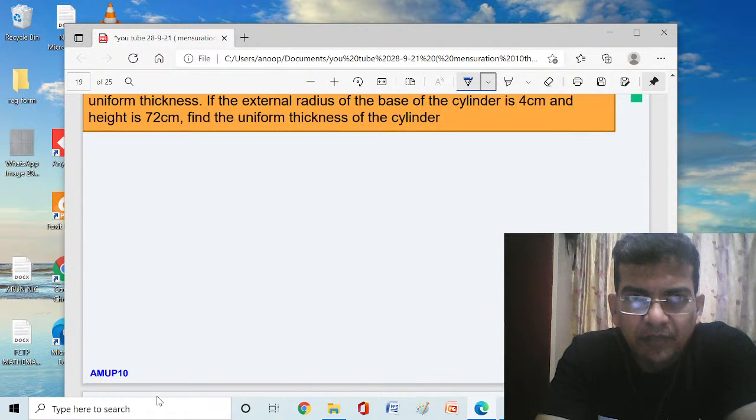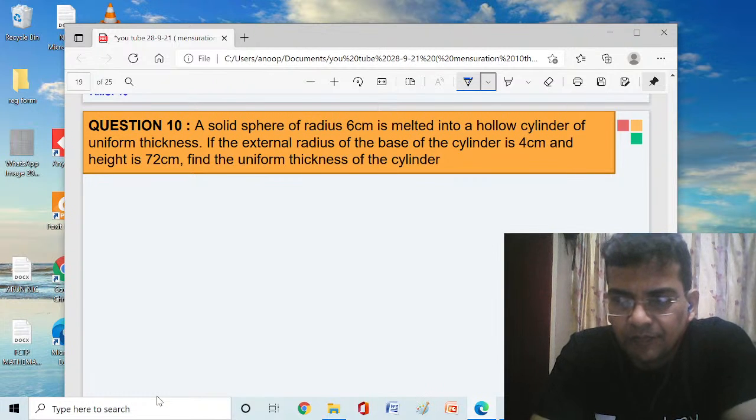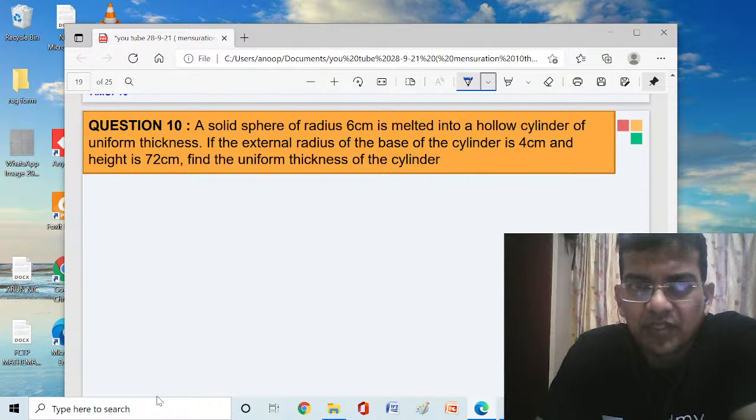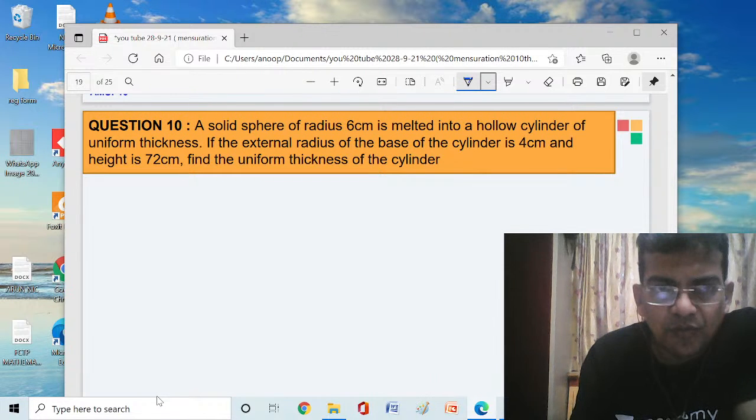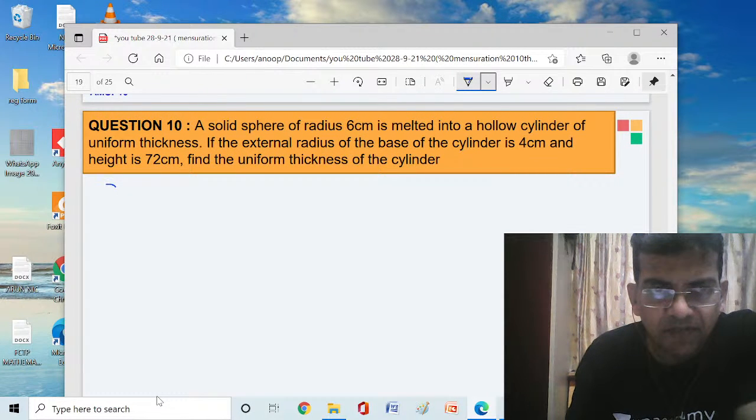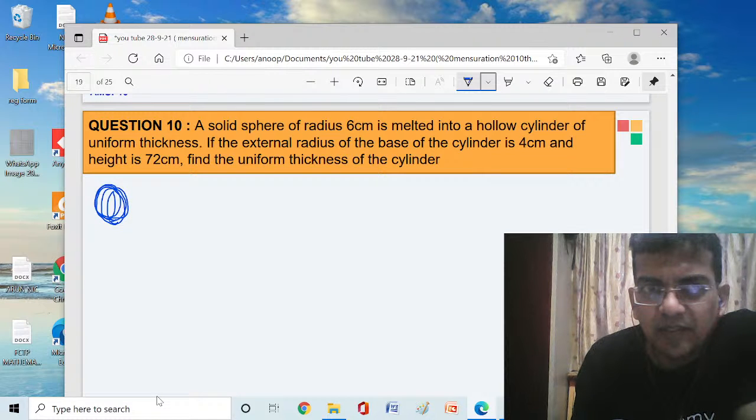Okay, now next we see question number 10. In question number 10 they are saying a solid sphere of radius 6 cm is melted into a hollow cylinder of uniform thickness. So here, if we draw a rough sketch of this one, it's a sphere like this. We can consider a sphere. It's a solid sphere, right? It is melted into a hollow cylinder.